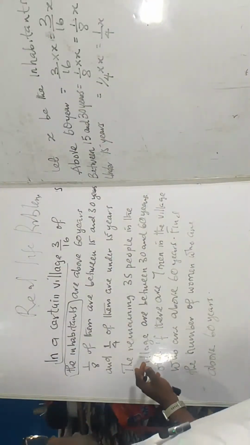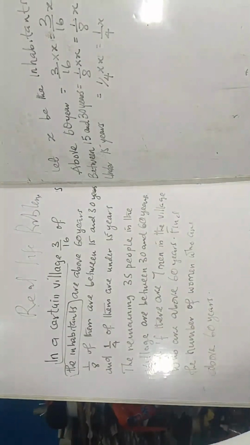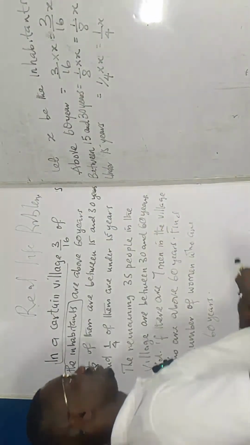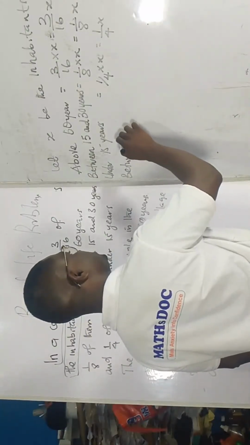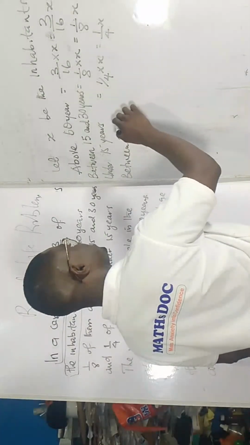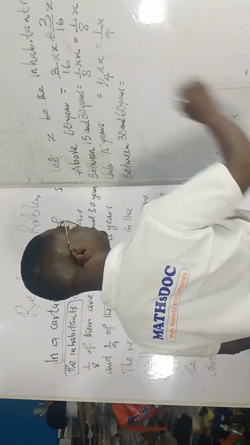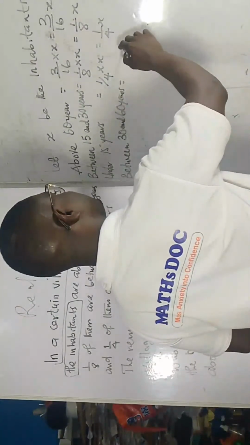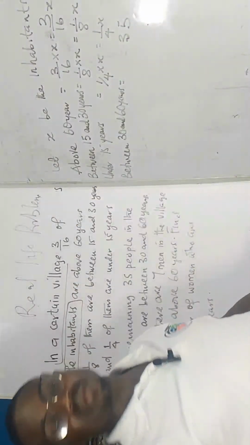Then the remaining 35 people are in the village who are between 30 and 60 years. Between 30 and 60 years, they are giving us the exact value, which is 35. Okay.